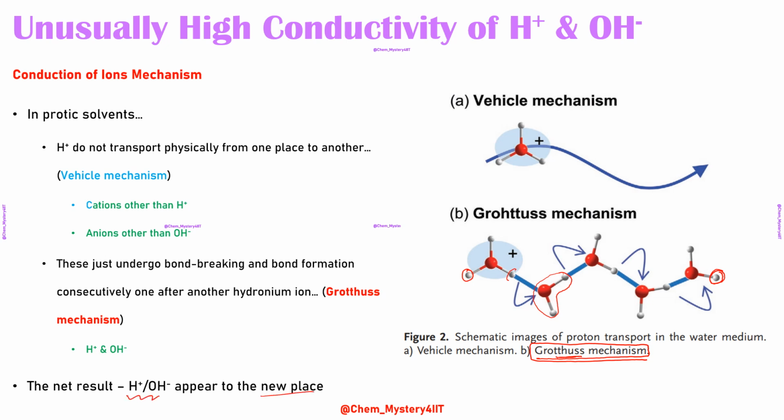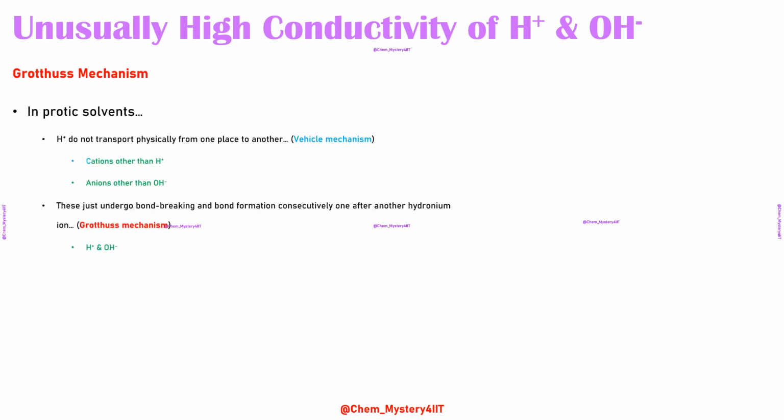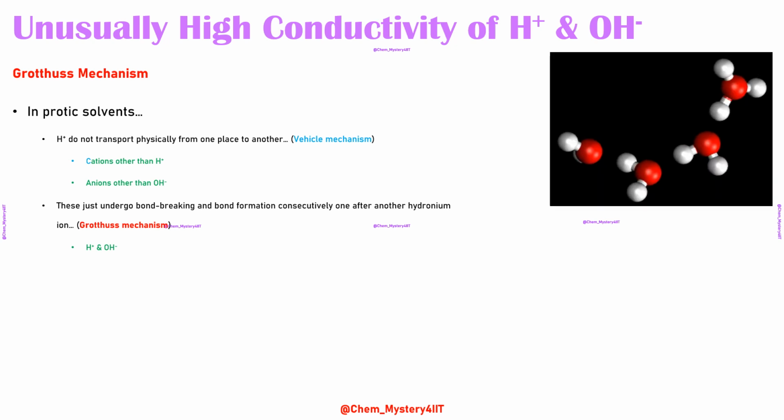So H plus and OH minus ions will appear at the new place without actually being transported physically from one place to another, as happens in the case of vehicles, where we move them from one place to another. That is how we compare vehicle mechanism versus Grotthuss mechanism. Once again, we will see what happens in this Grotthuss mechanism with the help of one animation. This is how water molecules are going to change their H plus ion. This was a water molecule, it is transferring one H plus ion, and this is continuously moving further and further. So you can have the movement of H plus ions going from this side, and they'll appear over here on the other side. This is the meaning of the Grotthuss mechanism.